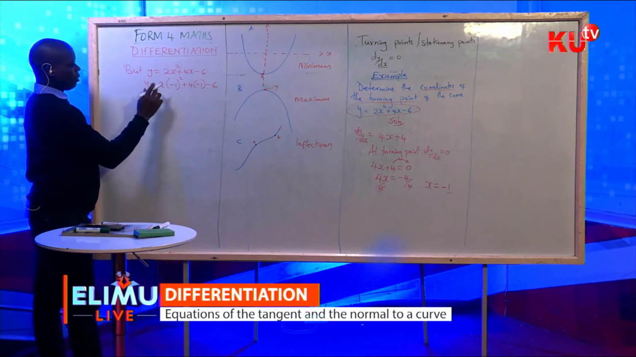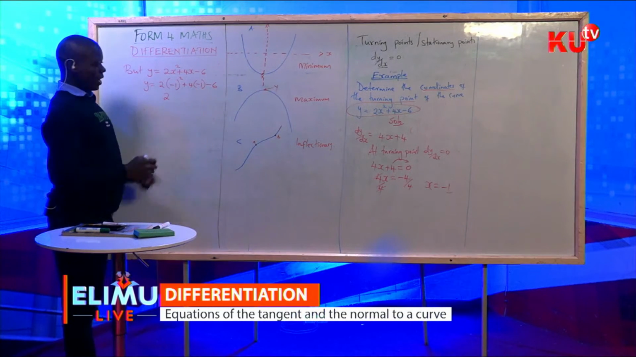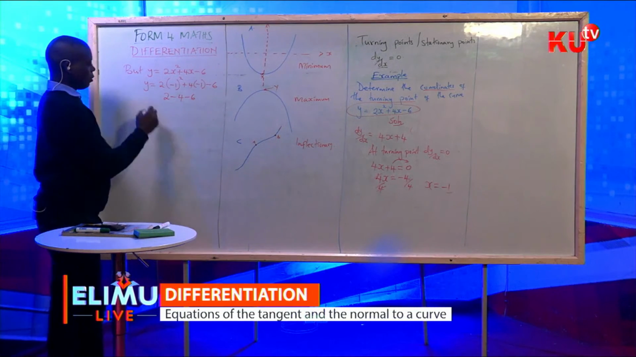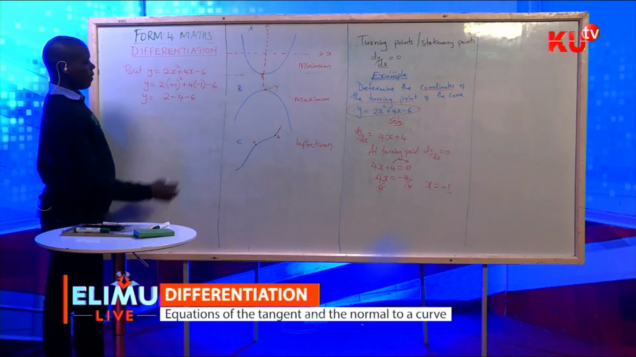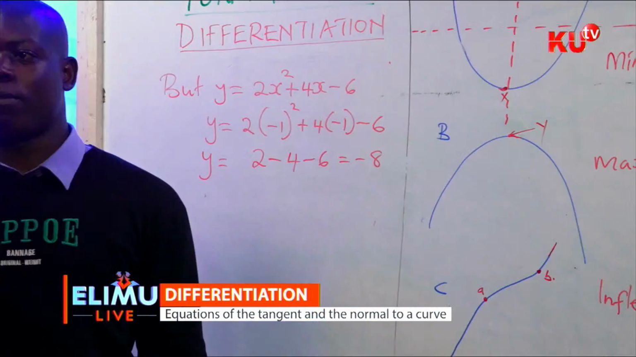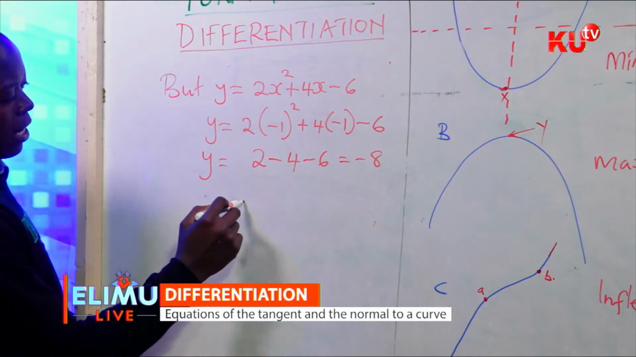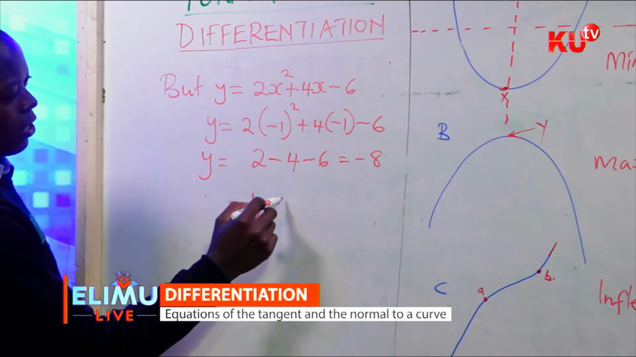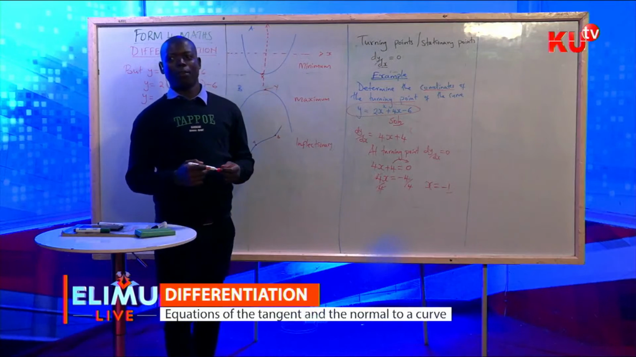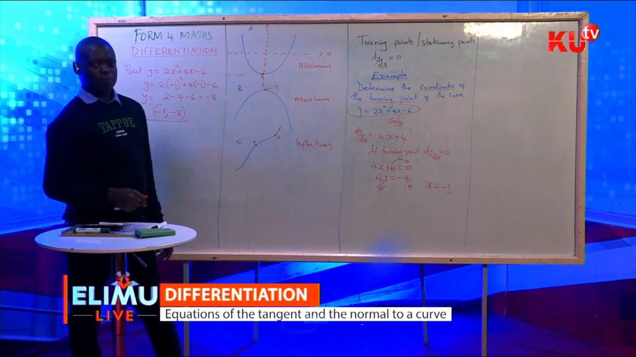It's 1 times 2, that is 2. 4 times negative 1 is negative 4, less negative, that is less 6. So it means that our y is defined by negative 8. Our value for y is negative 8. Therefore, how do we write the coordinates? Our coordinates will be negative 1, comma, negative 8. That is the turning point. Therefore, whenever you're given the turning points, that is how we work out the turning points of the curve.